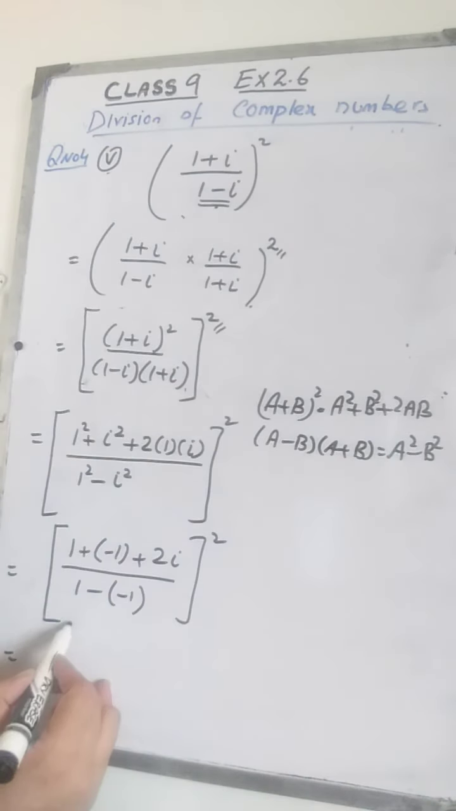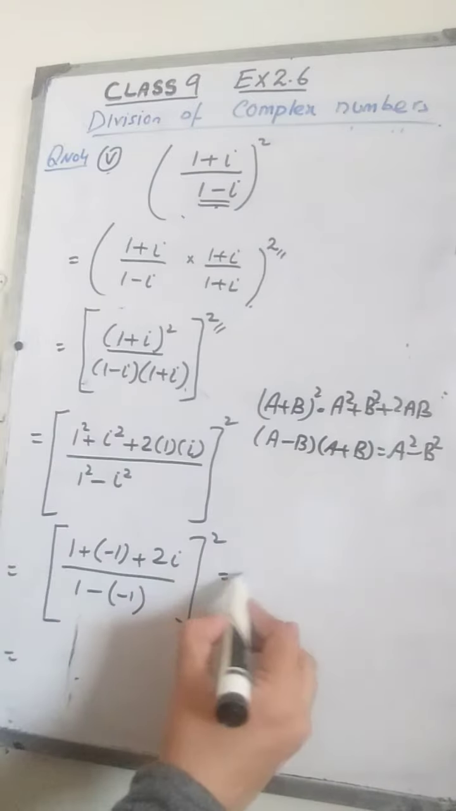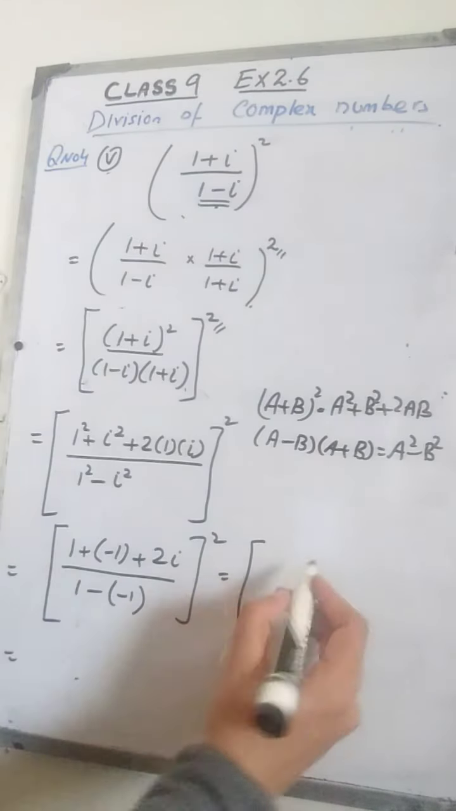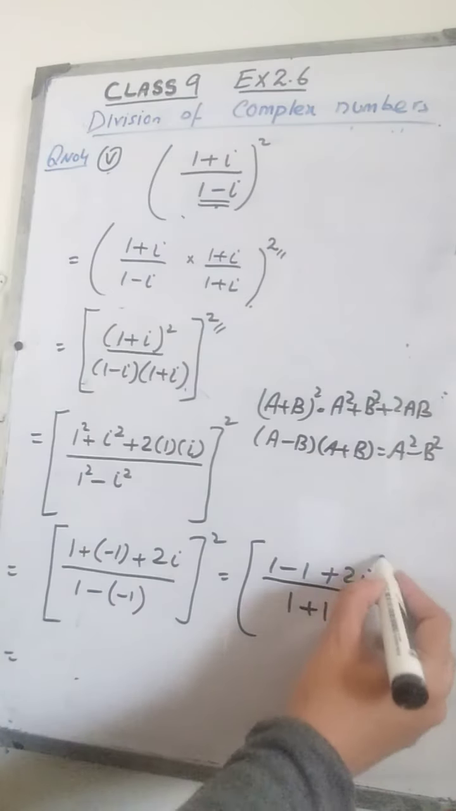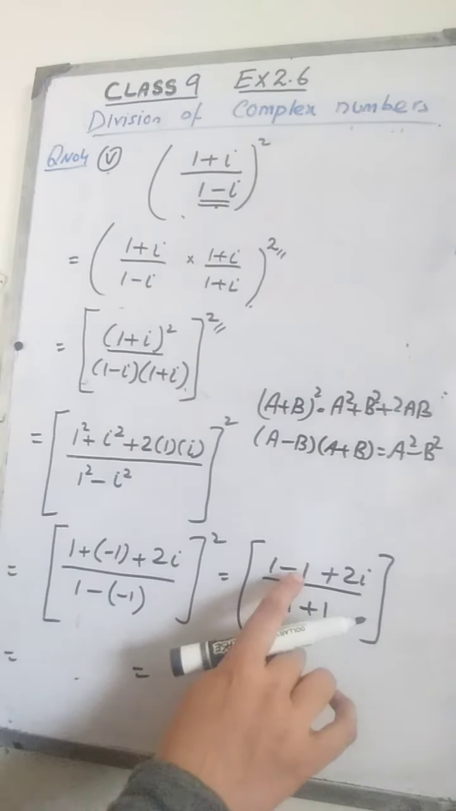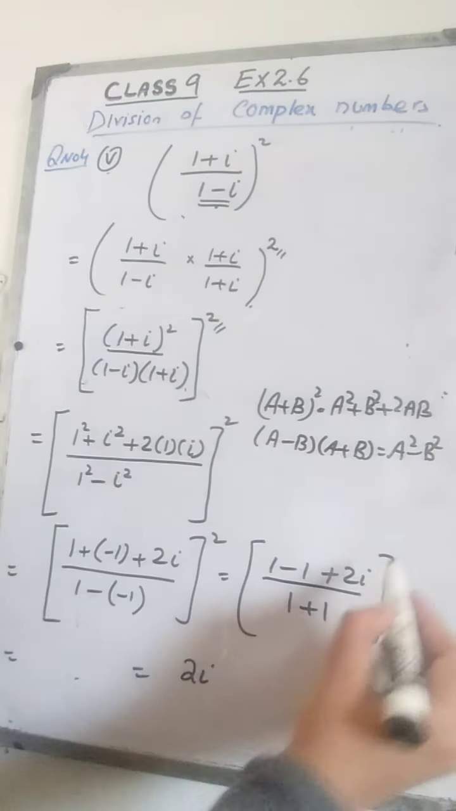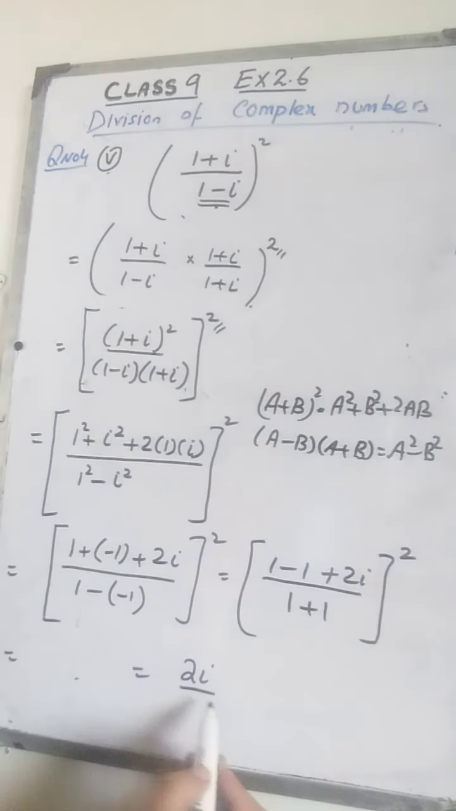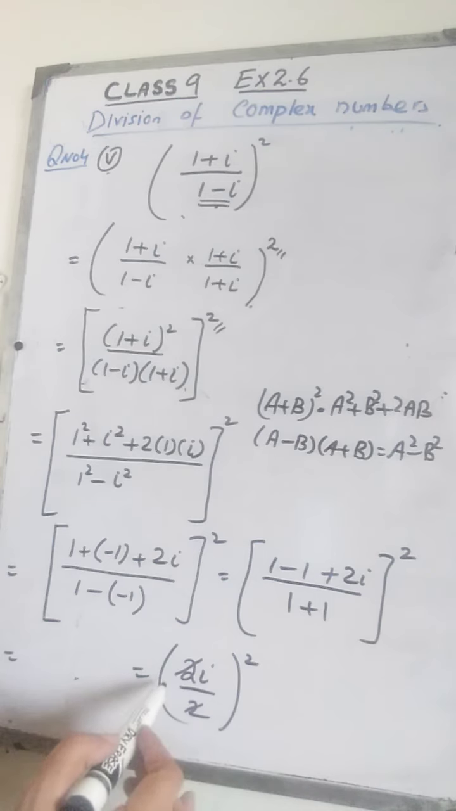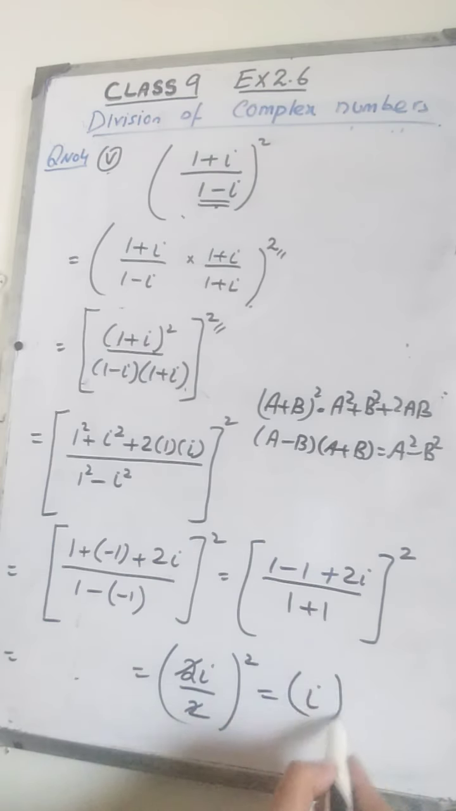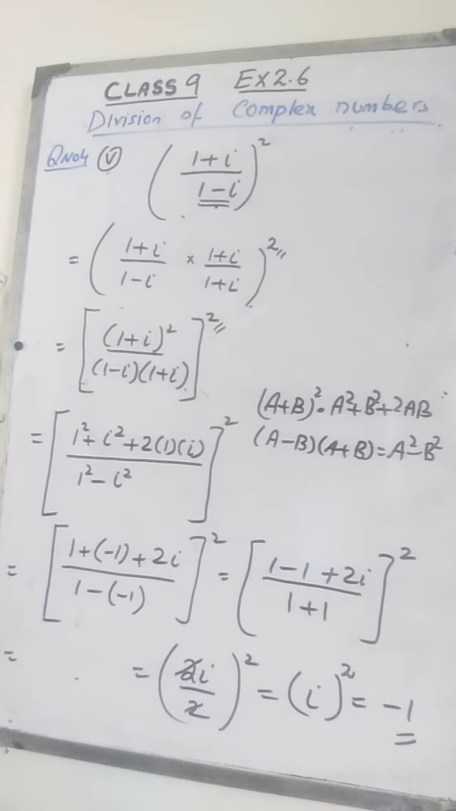Okay, so 1 minus 1 will be this, which is going to be 1 minus 1 plus 2 iota over 1 plus 1. 1 minus 1 will be 0, so 0 plus 2 iota will be 2 iota, and 1 plus 1 will be 2, whole square. So now the expression is reduced to iota only. Okay, you can cancel out these two. Now we are left with iota only, which is so easy to be squared. Okay, iota square is equal to minus 1. So this is going to be the answer.